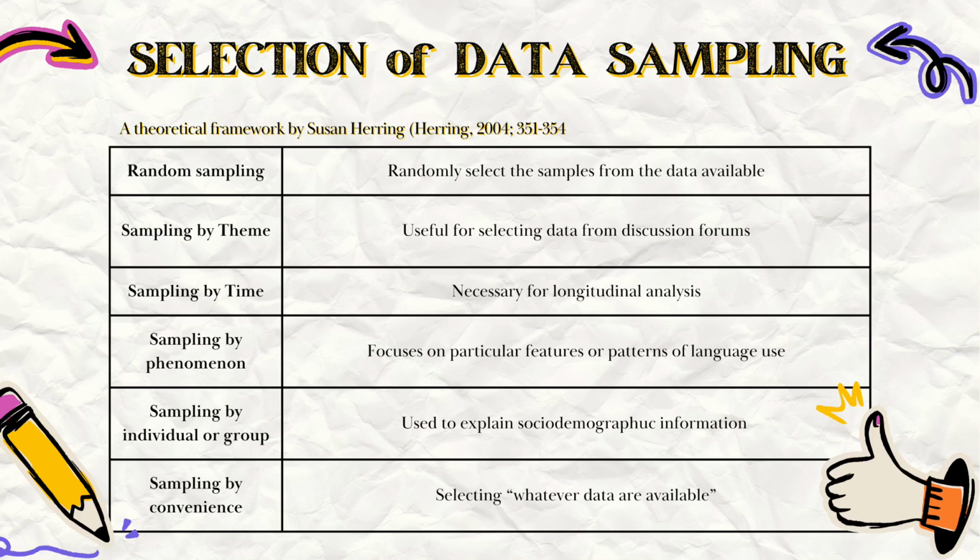This is usually done by selecting samples at regular intervals from the archive of data, like analyzing a Zoom call at a certain timestamp. The fourth one is sampling by phenomenon, which focuses on particular features or patterns of language use. This can include the use of emoticons or non-standard spellings like "guysss" for "guys" and "reall" for "real". The fifth one is sampling by individual or group, which is used to explain socio-demographic information. This can also be used to explore members' categories in relevant online environments and to compare across individuals or groups, like a football and a basketball community, for example. The last one is sampling by convenience, which is to select whatever data are available. Like its name, with this sampling we can use whatever data are available in our possession.